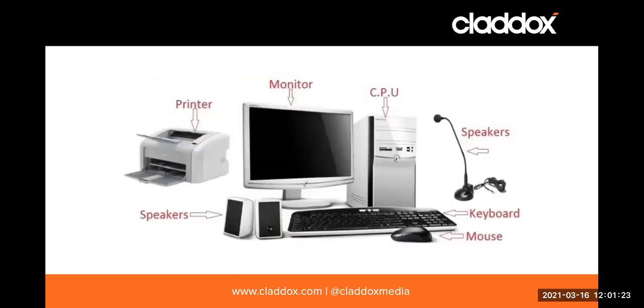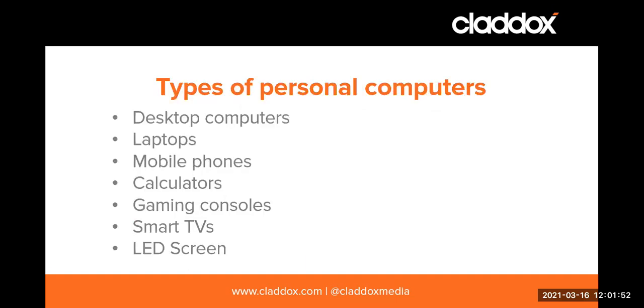Now, this is an image. On this image, you can see your monitor, your printer, your speakers, and your CPU. Inside that CPU, you have your base unit. Inside it, we have your motherboard, your hard disk, and your RAM. Let's proceed. You have your speakers, your keyboard, and your mouse.